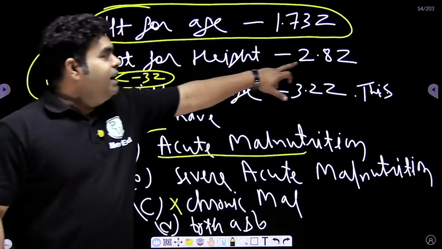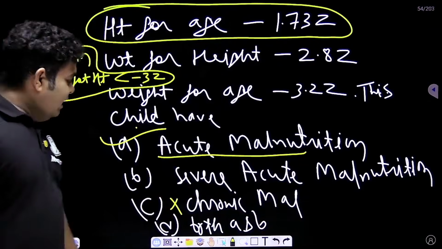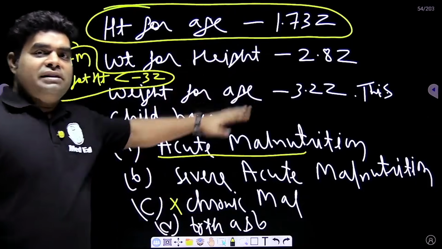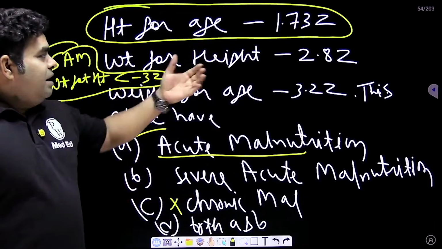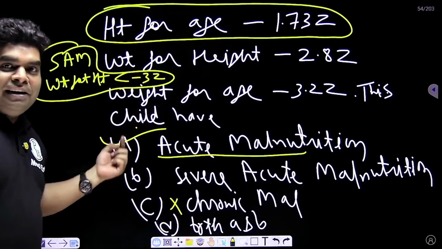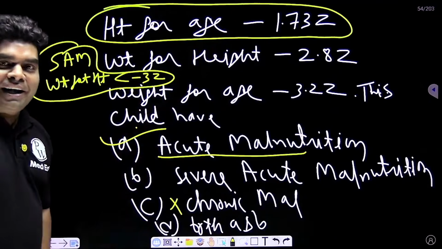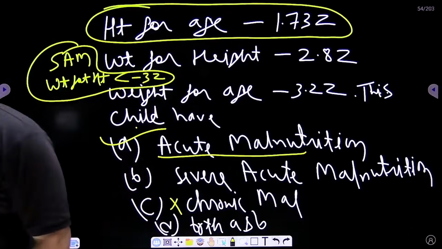If it is -3.8 Z, then the answer will become D, both acute and severe acute. But here it is not less than -3 Z. So the answer is just acute malnutrition. Okay, not SAM. So this was a good question.